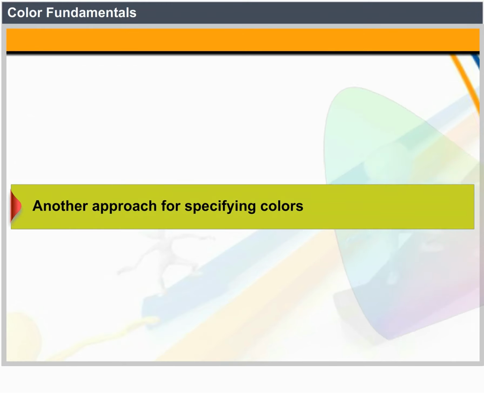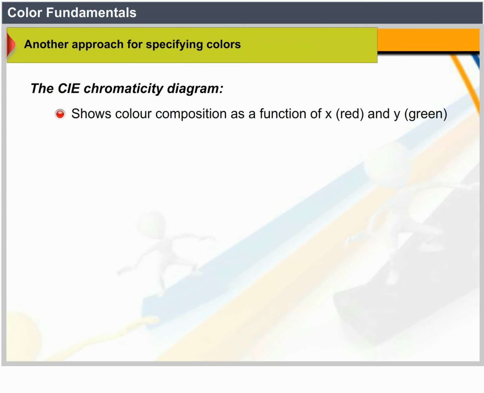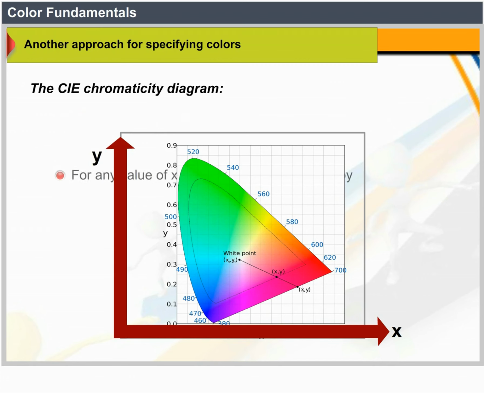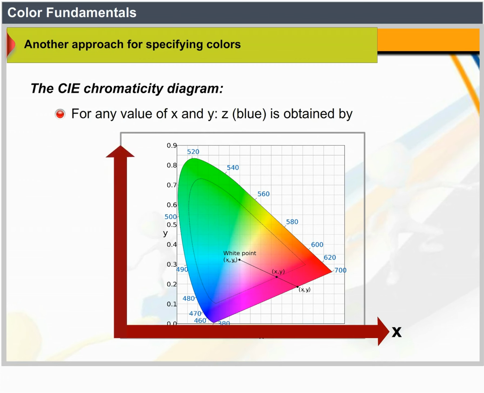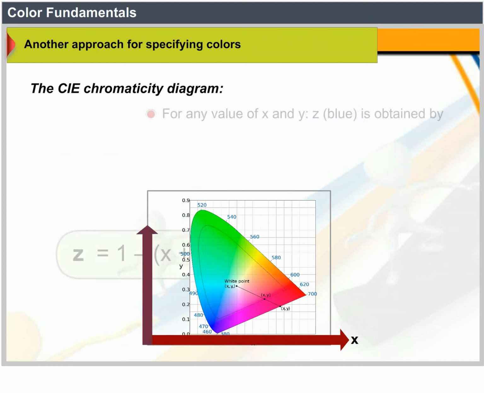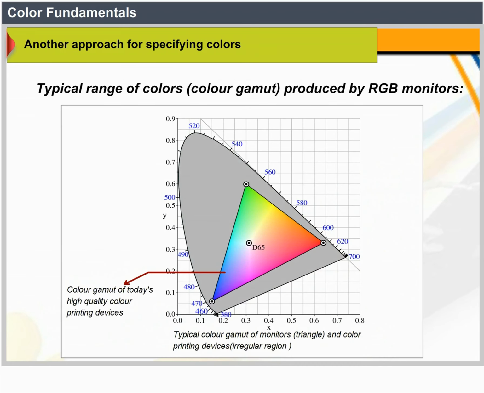Another approach for specifying colors: the CIE chromaticity diagram shows color composition as a function of x, red, and y, green. For any value of x and y, z, blue, is obtained by z equals 1 minus (x plus y). Pure colors of the spectrum are fully saturated, on the boundary. The figure shows the chromaticity diagram. Typical range of colors, the color gamut, produced by RGB monitors is a triangle, and by color printing devices an irregular region.